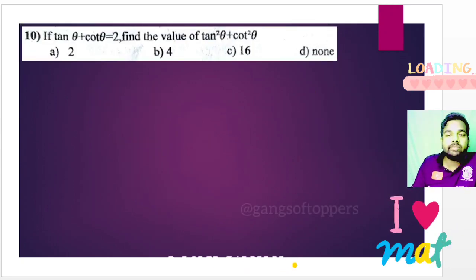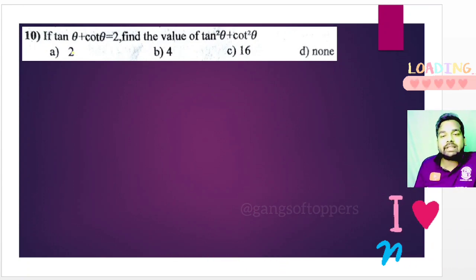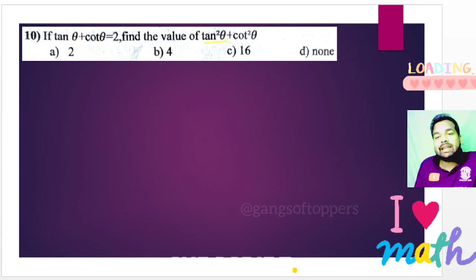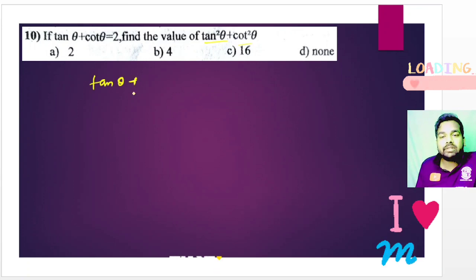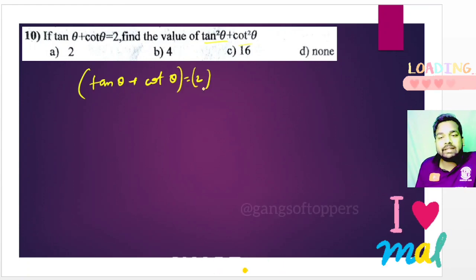Now the next question is from the trigonometry chapter. Here tan theta plus cot theta is equal to 2, and you are going to find tan square theta plus cot square theta. I think everybody knows the concept. Just make the square on both sides.